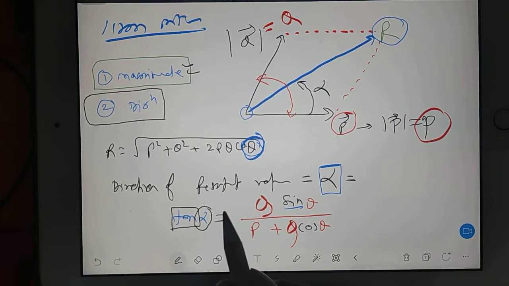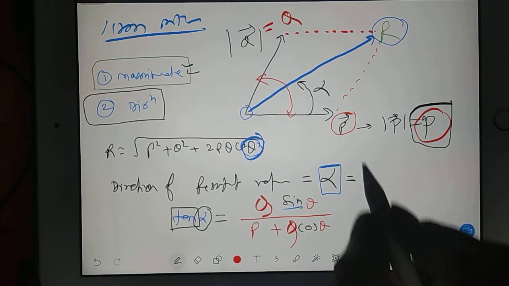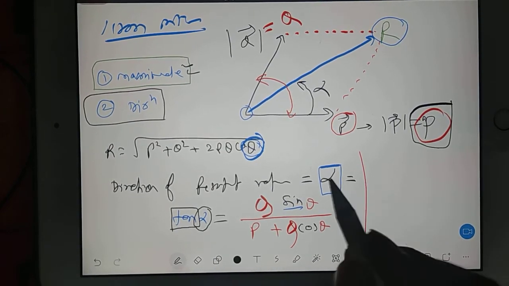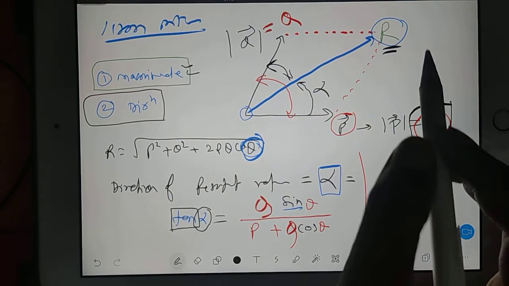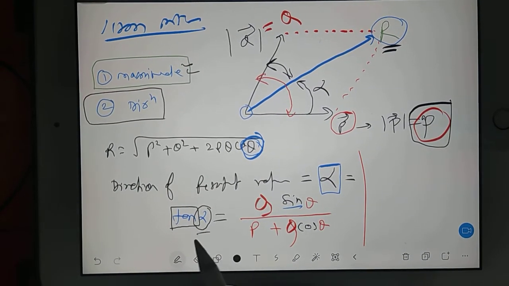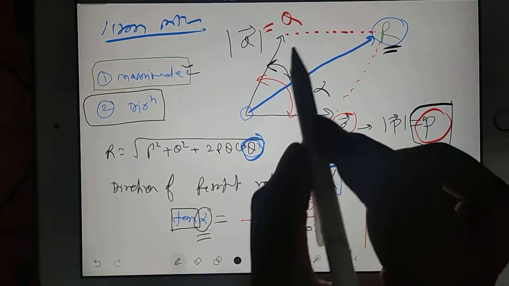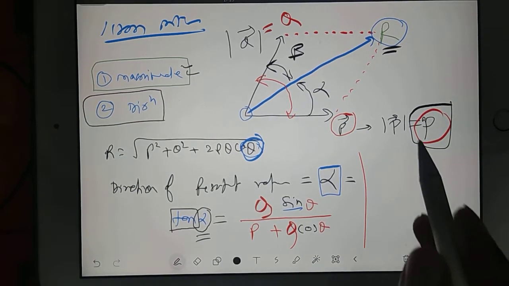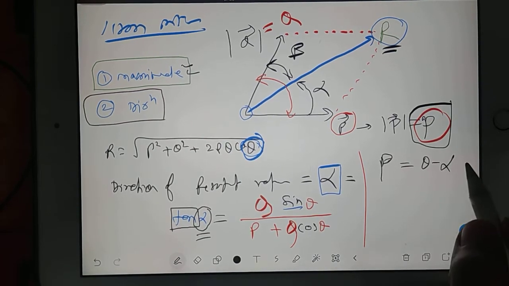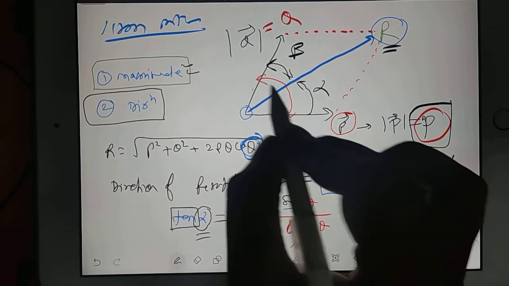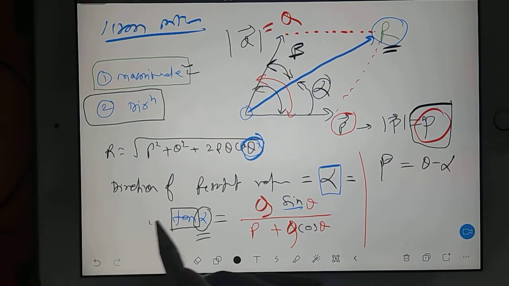Direction of resultant vector from vector p. Now suppose any student is interested to know the direction of the resultant vector from q vector. Okay, so there are two ways. First, calculate the alpha and subtract from theta. Suppose this angle is beta. So suppose you are interested in beta. So one way is theta minus alpha, correct? Theta is the total angle, and alpha you will achieve from this formula.